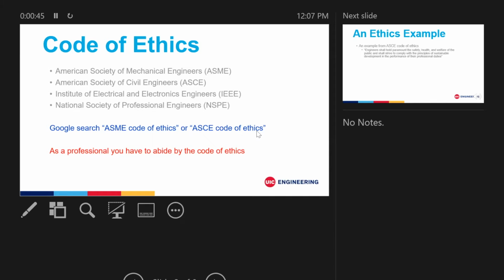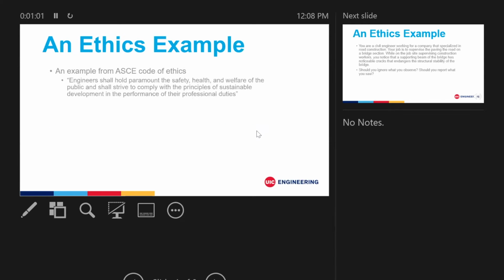So for civil engineers, there's ASCE. For electrical and electronics engineers, IEEE, and so on. For example, you can go and search these things. And as a professional who has graduated with a degree in mechanical engineering, you are supposed to follow these ethics. So here's an example from the ASCE Code of Ethics. This is something which you can find if you search. Engineers shall hold paramount the safety, health, and welfare of the public, and shall strive to comply with the principle of sustainable development in the performance of their professional duties.